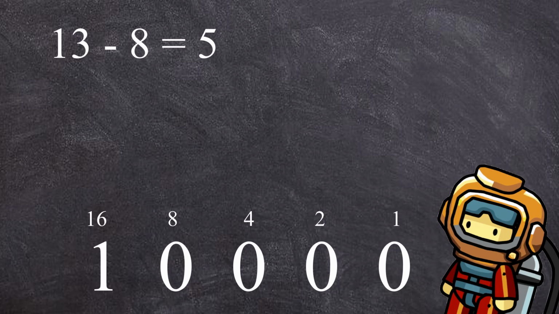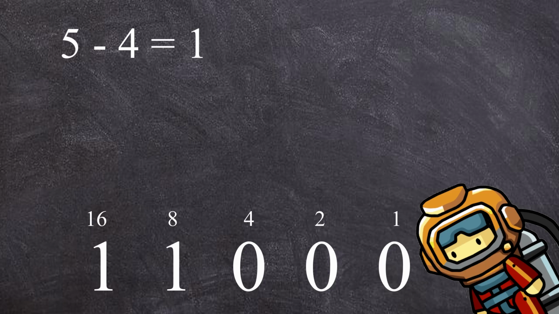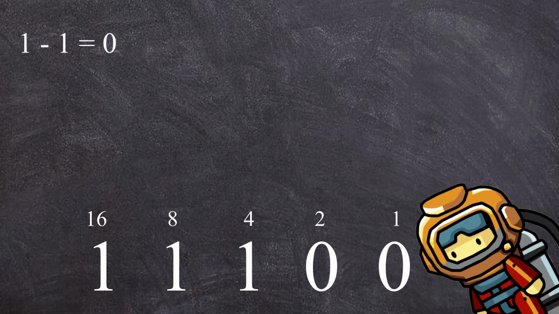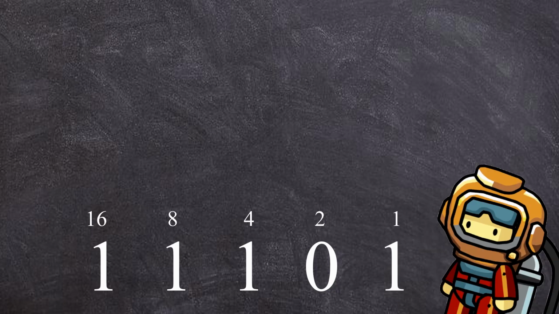Make the 8 slot a 1 as well, and next up is 4. 5 minus 4 is 1. Make the 4 slot a 1 as well. So now that you're left with 1, 2 can't go into 1, right? So that leaves the 2 slot as a 0, and 1 does go into 1, giving you 0. And so then, if you put all of this together, your final number in binary should be 11101.